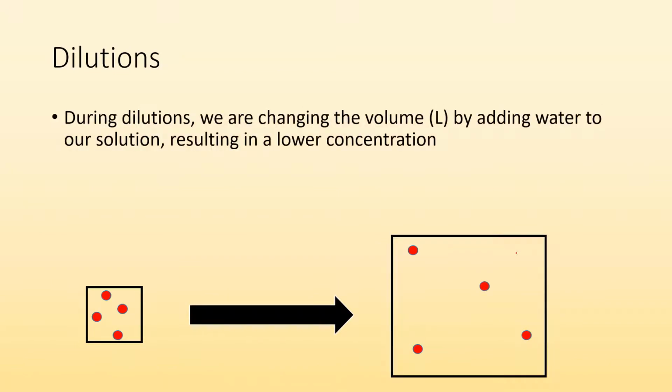During dilutions, we're changing the volume by adding water to our solution, resulting in a lower concentration. Now we know molarity is moles per liter, and what we're doing is we're increasing our liters, our volume. So if this is in the denominator, what happens to the molarity is it goes down, right? So here we have something that's concentrated and we dilute it so it takes up more volume. And you can see we still have the same number of circles, the same amount of solute, but it's in a much bigger volume. So now it's less concentrated.